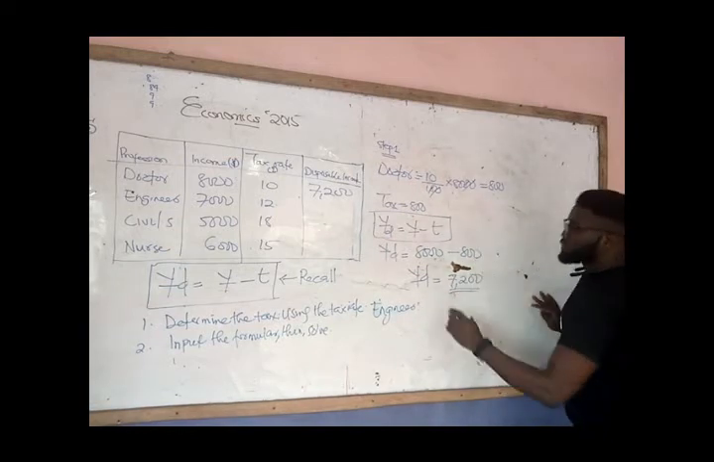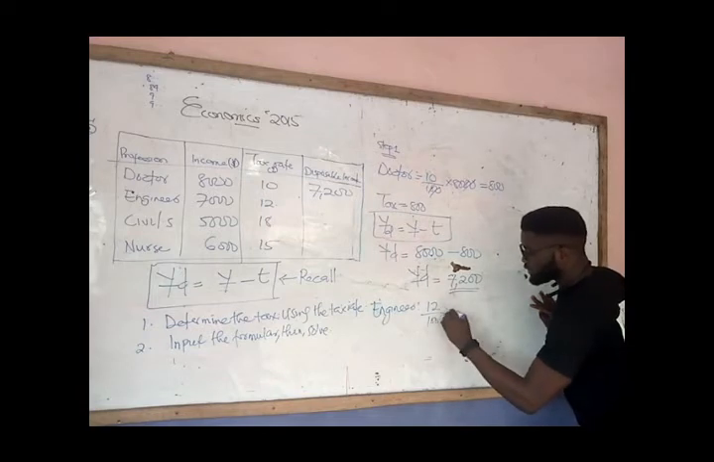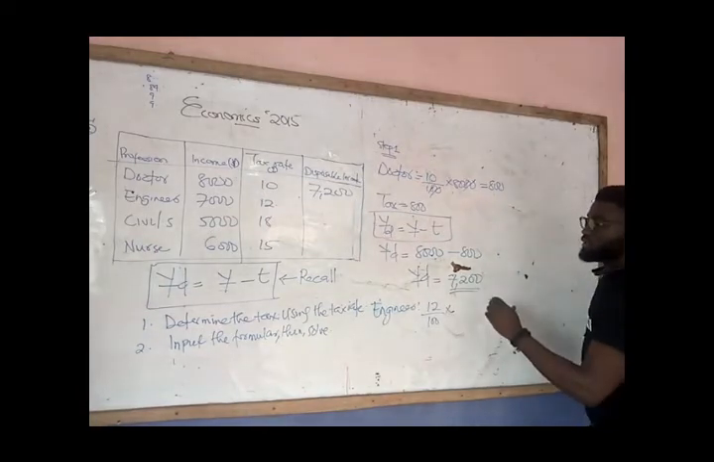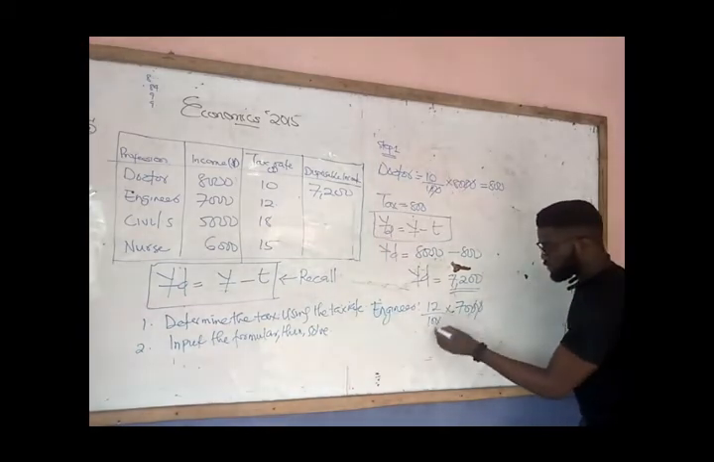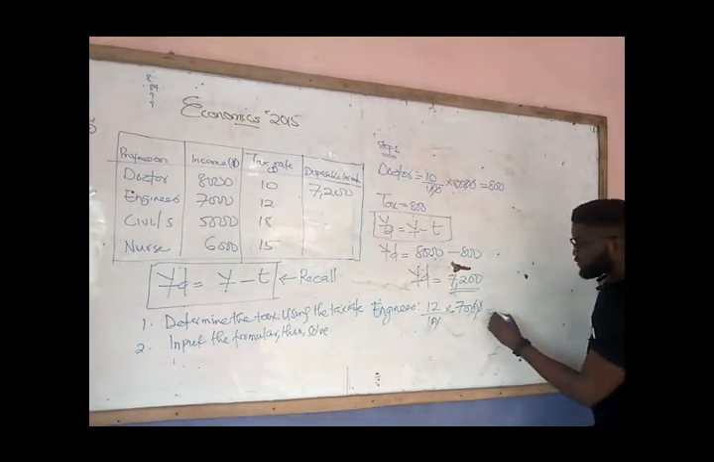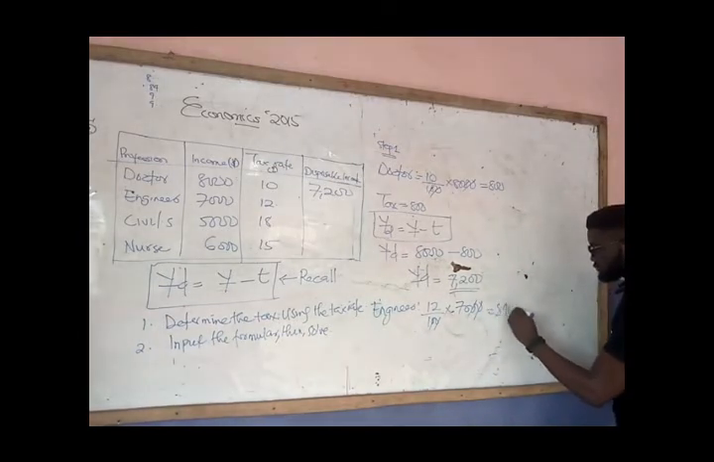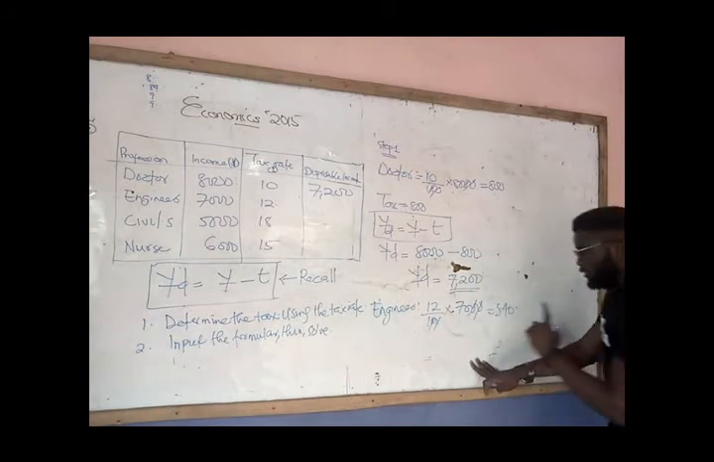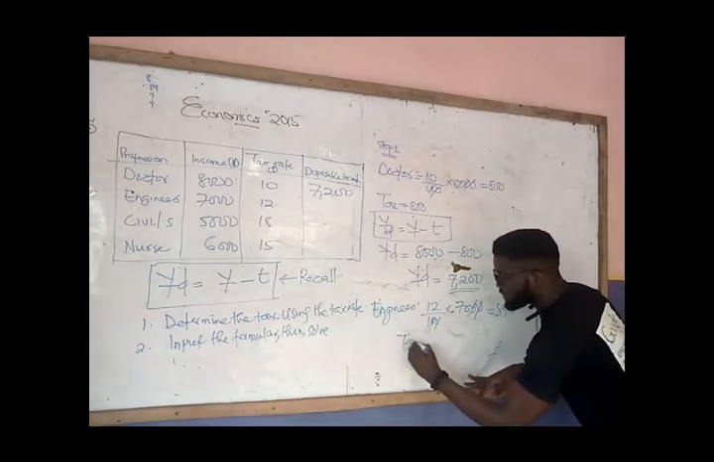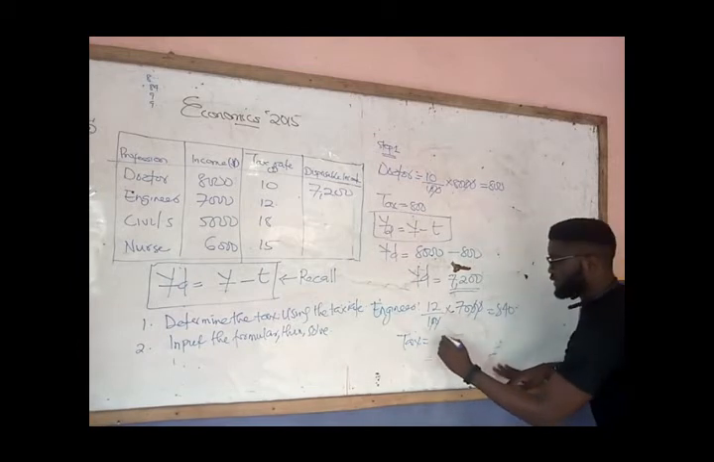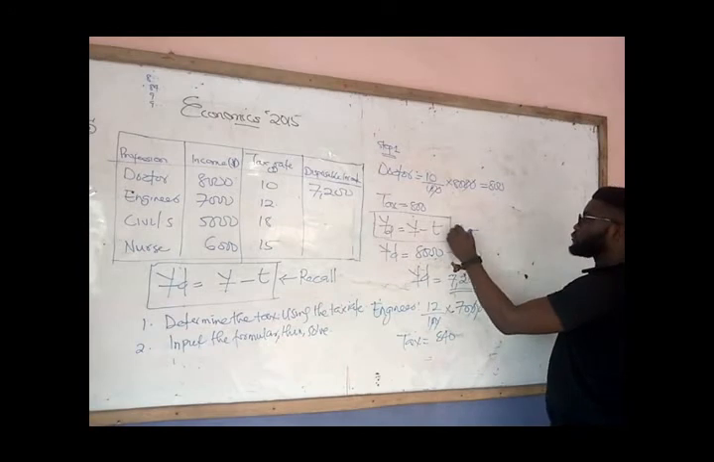The tax rate is what? 12% over 100 times what? Times 700. So you get this off and get this off. Then you have what? You have 840. Now, we know that the engineer's tax is now what? 840. So to calculate, recall.